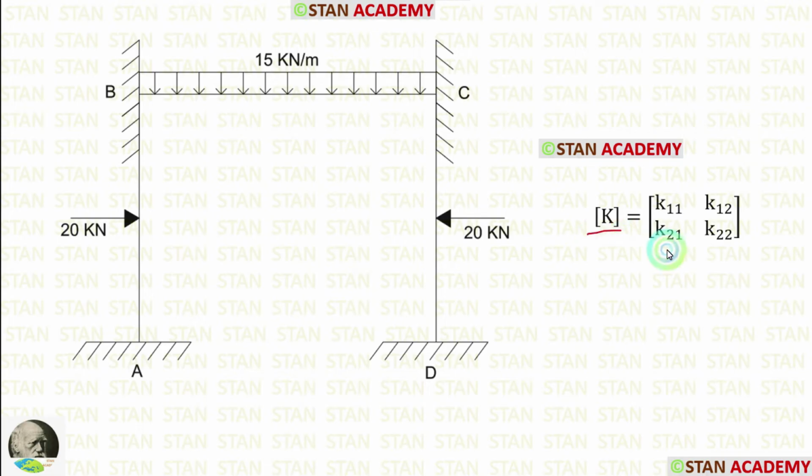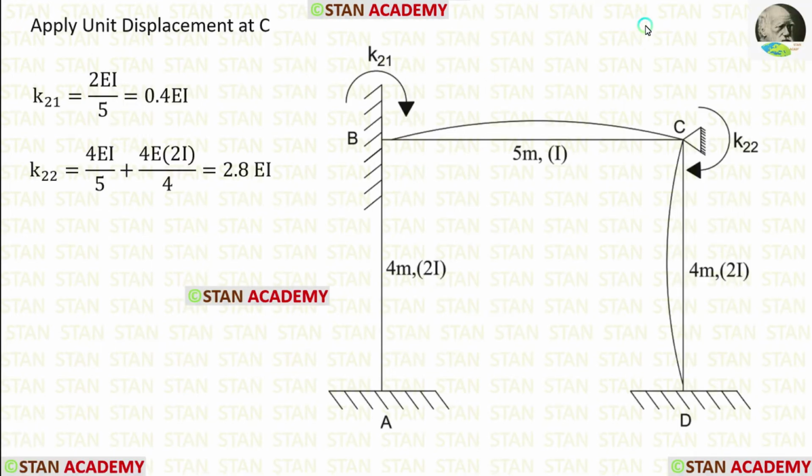In the stiffness matrix, now let us make the second row. For that, in the second coordinate C, we have to apply unit displacement. In the point C, there is a fixed support, but when we apply unit displacement, it becomes a hinged support. You can see that I have applied unit displacement in the point C, so the fixed support became a hinged support. Now let us see how to draw these curves.